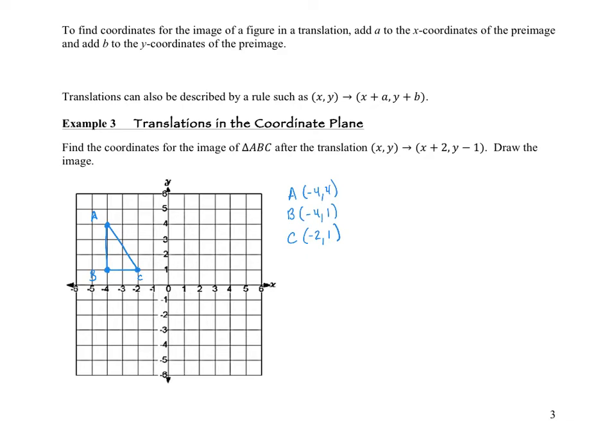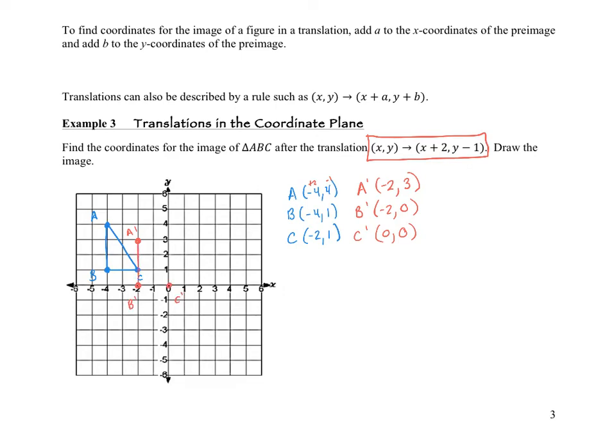And what I need to do to each of these is map it using x plus 2 and y minus 1. So for my a prime, I'm going to have to add 2 to the x value, which would make it negative 2. And I'm going to subtract 1, because it says y minus 1. So 4 minus 1 is 3. And now b prime, same thing. So x plus 2, negative 4 plus 2 is negative 2. And then y minus 1, so 1 minus 1 is 0. And c prime, negative 2 plus 2 is 0, and 1 minus 1 is 0. So I ended up with negative 2, 3 as my a prime, and negative 2, 0 as my b prime, and 0, 0 as my c prime.